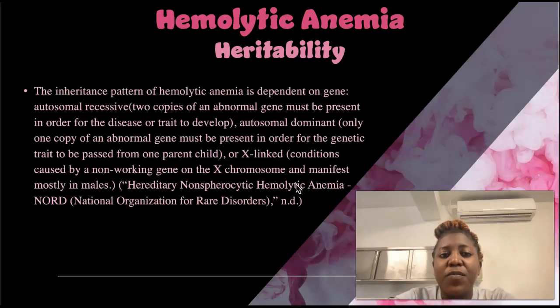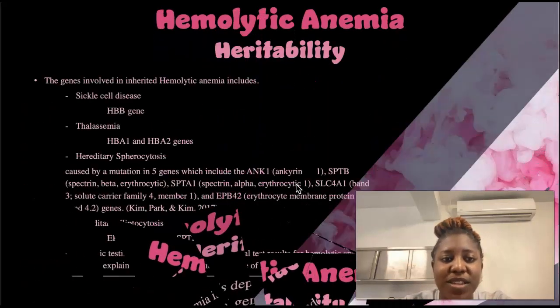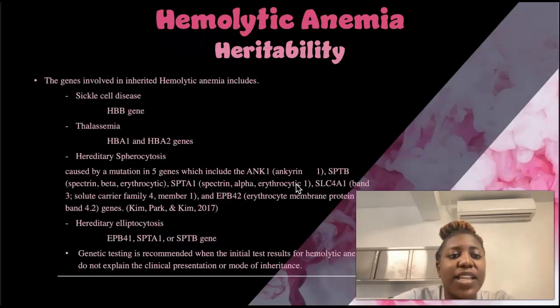Two copies of an abnormal gene must be present in order for the disease or trait to develop. Autosomal dominant: only one copy of an abnormal gene must be present in order for the genetic trait to be passed from one parent to child. Or this may also be an X-linked condition, which is caused by a non-working X chromosome, and this may only manifest in mostly males.